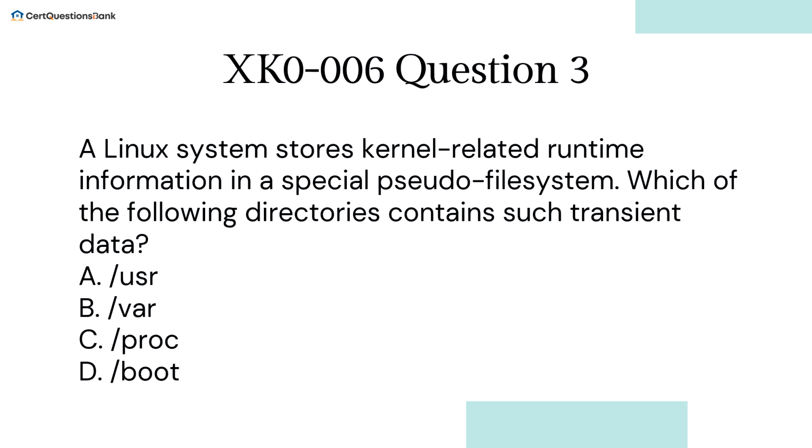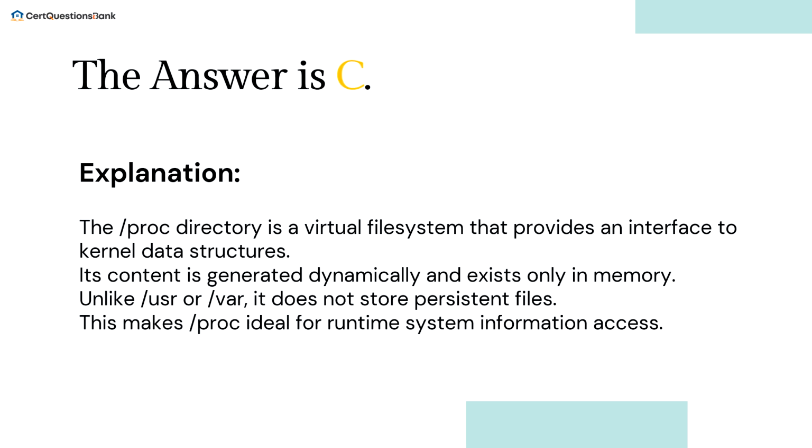A Linux system stores kernel-related runtime information in a special pseudo file system. Which of the following directories contains such transient data? A. /usr. B. /var. C. /proc. D. /boot. The answer is C.